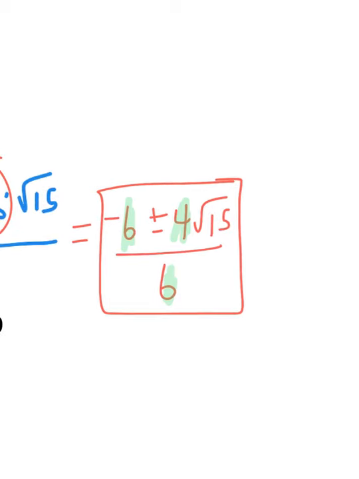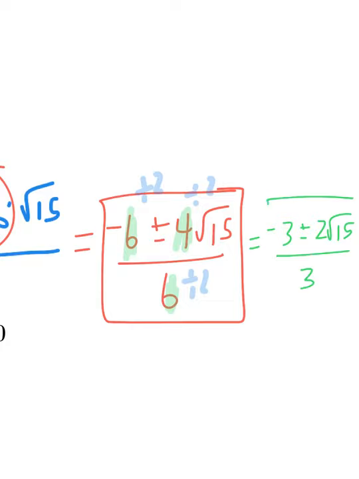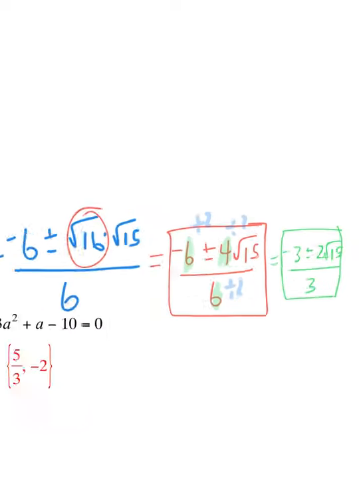Now all those numbers are divisible by 2. So we're effectively going to divide all 3 of those numbers by 2. And we are going to get negative 6 divided by 2 is negative 3 plus or minus 2 the square root of 15 over, and 6 divided by 2 is 3. So that's my proposed answer.